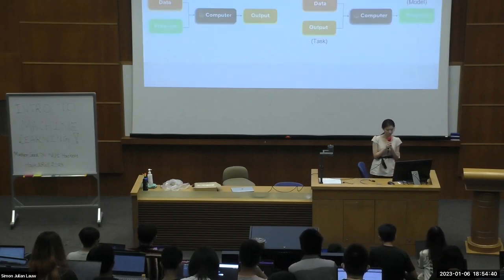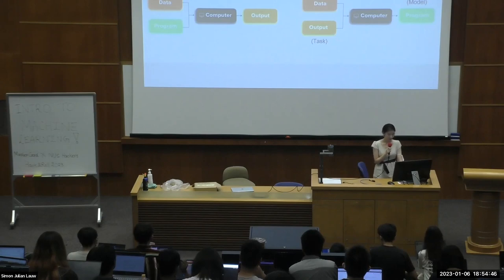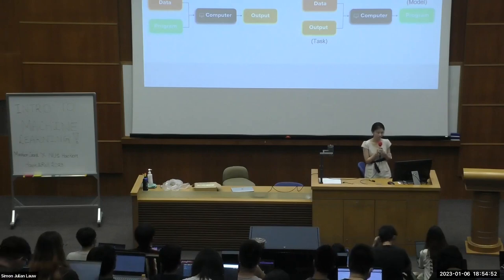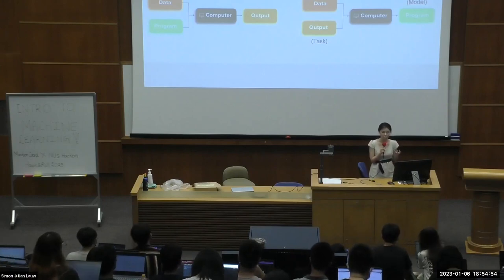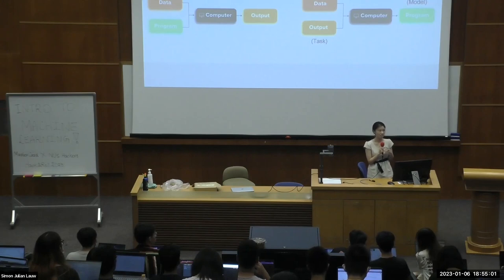Traditionally, when we compute, we put in data and a program. We give the instructions to the computer on how to do it step by step, then we get the outcome. But in machine learning, we have a task we want to achieve, and we put in the data and the output we expect to the computer, and then the computer will give us the program, which is the model.